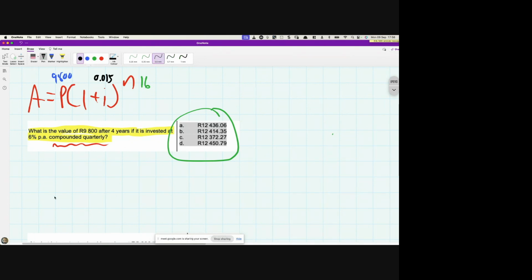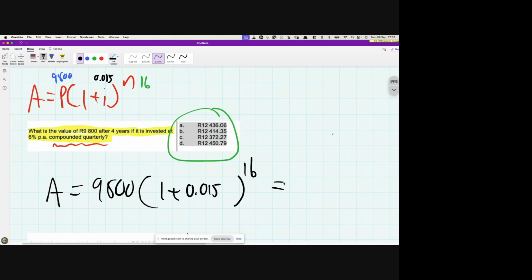I'll put the working out now. So we start with that. But because our interest rate is per quarter, 1 plus 0.015. And then what was n? This was 16. So what are you guys and girls all getting? You should be getting 12436.06, which is A.